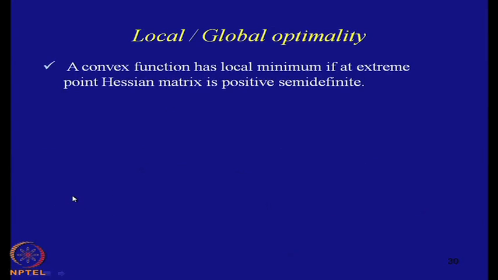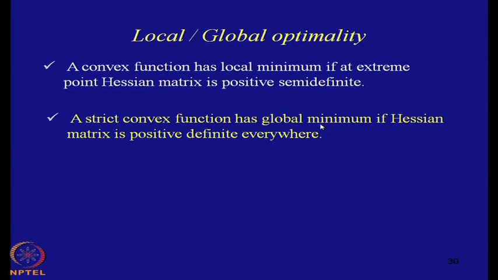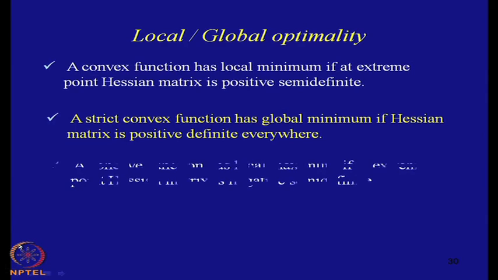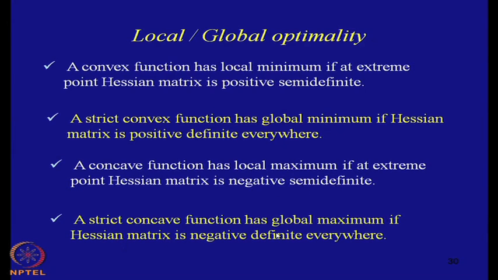Now, whatever results we have derived till now, we are summarizing all together. A convex function has a local minimum if at the extreme point the Hessian matrix is positive semi-definite. A strictly convex function has a global minima if the Hessian matrix is positive definite everywhere, and a concave function has a local maxima if at the extreme point the Hessian matrix is negative semi-definite. And a strictly concave function has the global maximum if the Hessian matrix is negative definite everywhere.